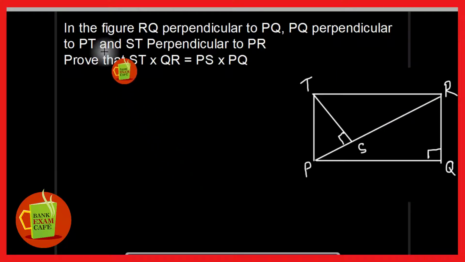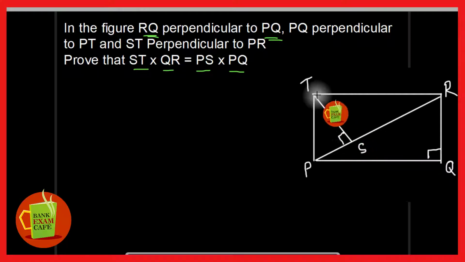Now friends, here is the first question. In the figure, RQ is perpendicular to PQ, and PQ is perpendicular to PT. It means that this PT and RQ both are perpendicular to PQ. And ST is perpendicular to PR. PR is a diagonal and this ST is perpendicular to this PR. And we have to prove that ST into QR is equal to PS into PQ.